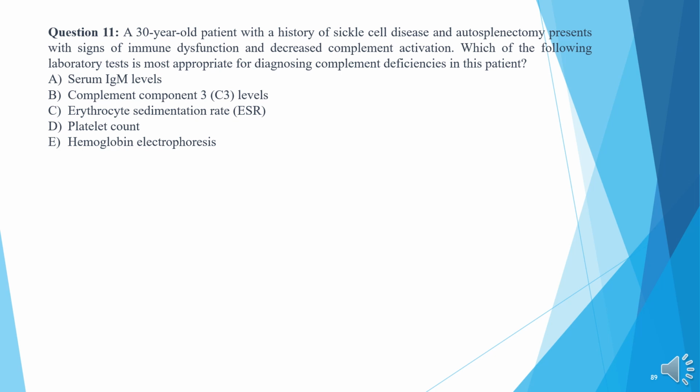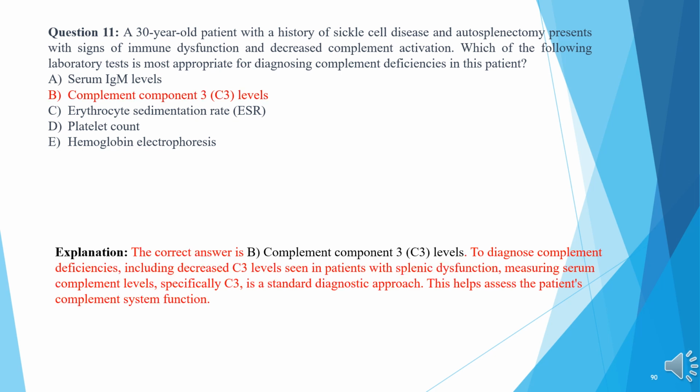Question 11. A 30-year-old patient with a history of sickle cell disease and autosplenectomy presents with signs of immune dysfunction and decreased complement activation. Which of the following laboratory tests is most appropriate for diagnosing complement deficiencies in this patient? A. Serum iron levels. B. Complement component 3, C3, levels. C. Erythrocyte sedimentation rate, ESR. D. Platelet count. E. Hemoglobin electrophoresis. The answer is B.